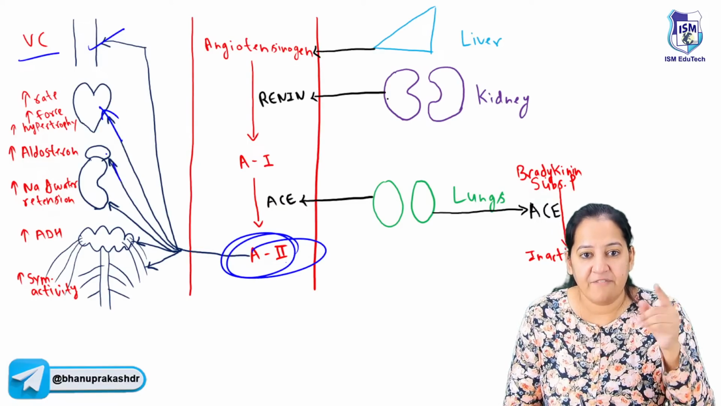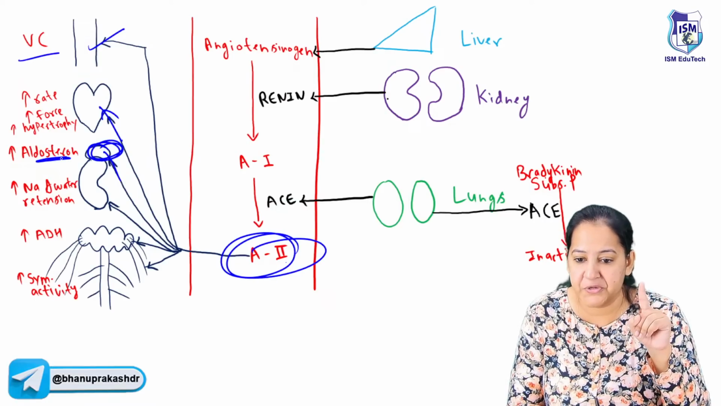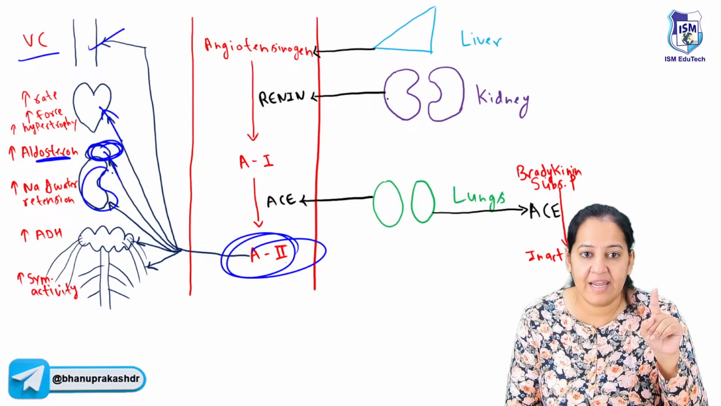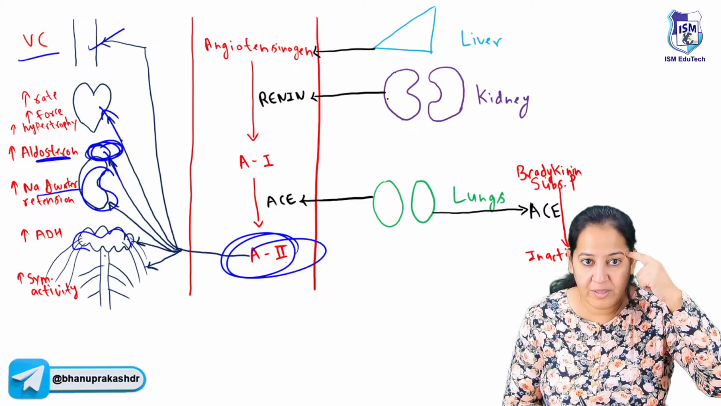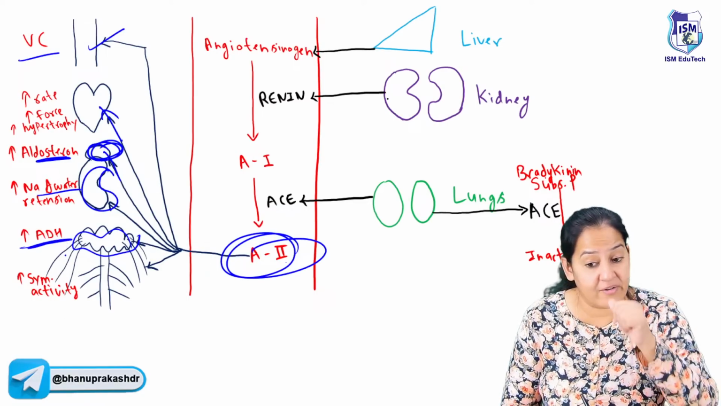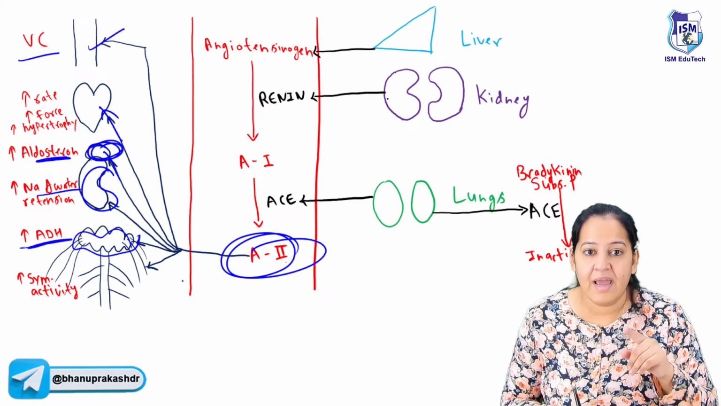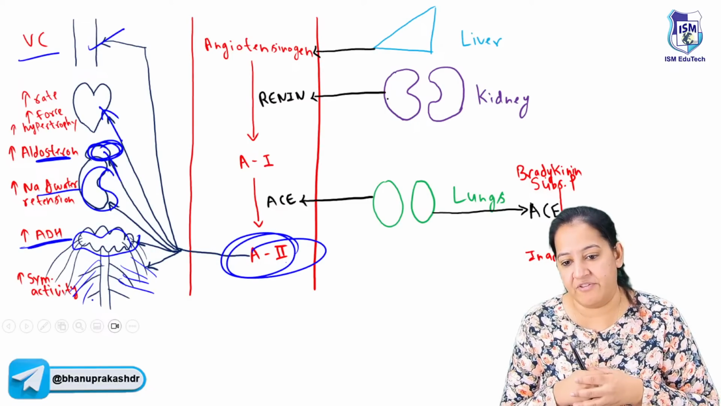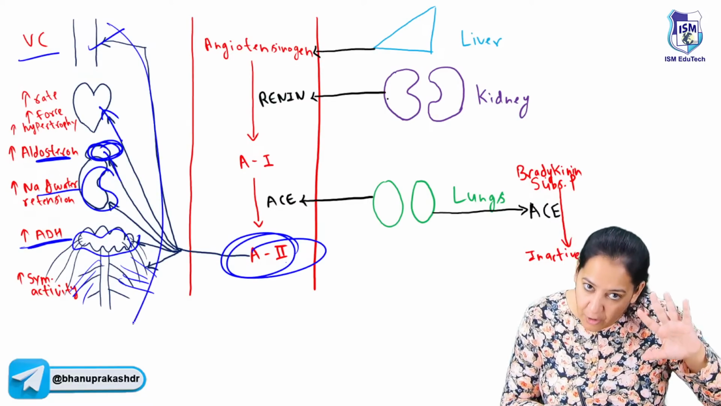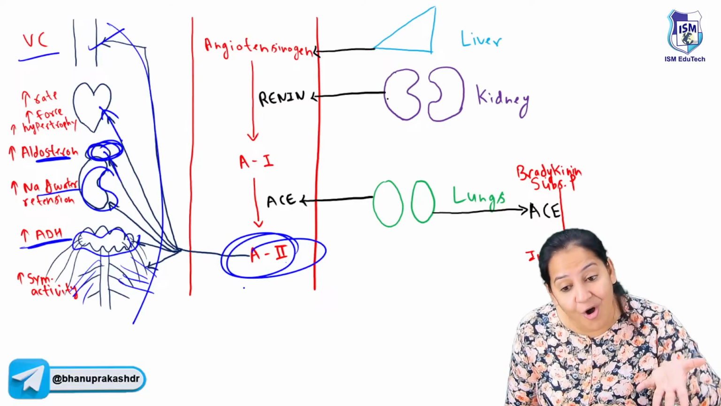BP will rise. It will go to the adrenal and secrete aldosterone. BP will rise. It will go to the kidney and increase sodium and water retention. It will go to the brain and increase ADH secretion and thirst. It will go to the peripheral nerves and cause sympathetic stimulation. Again, BP will rise. So don't learn the organs. Acting on the 6 organs, it is maintaining the normal BP again.